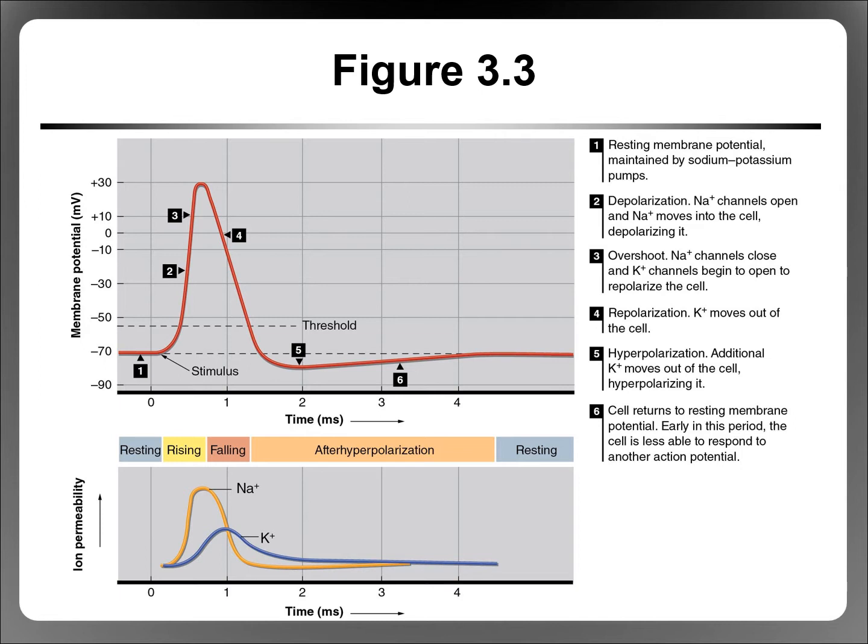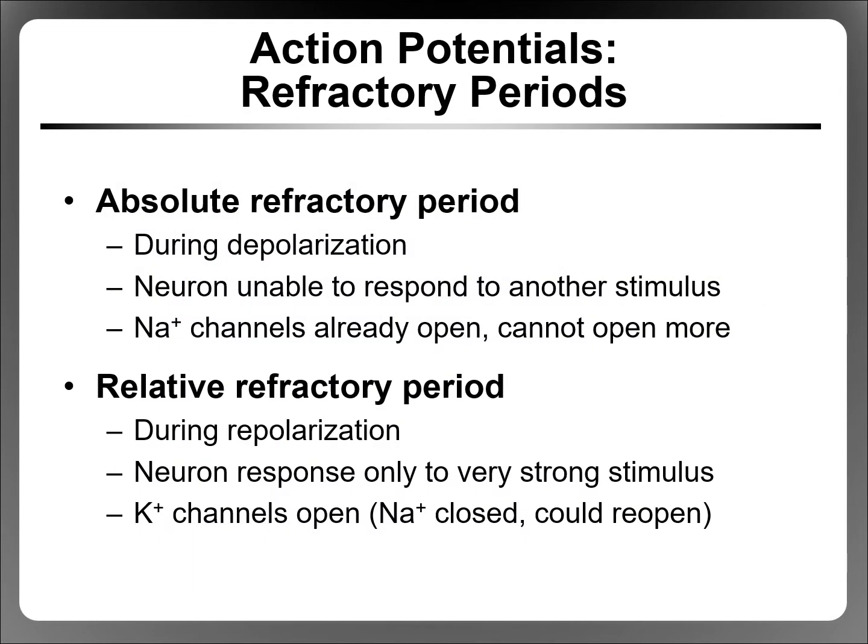This will then cause a hyperpolarization. This is due to the additional potassium ions moving out of the cell, hyperpolarizing it. The cell will then slowly return to its resting membrane potential. Early on in this period, the cell is less able to respond to another action potential. Action potentials, therefore, have refractory periods.